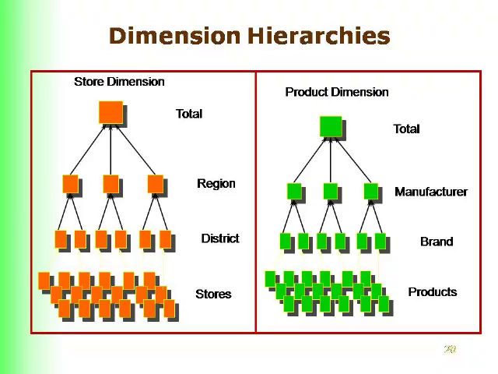So the store dimension here has an attribute hierarchy of store to district, again district to region. Product is composed of products, products to brand, brand to manufacturer. Based on the simple model, we can see that the granularity of the data is products sold in stores by day.